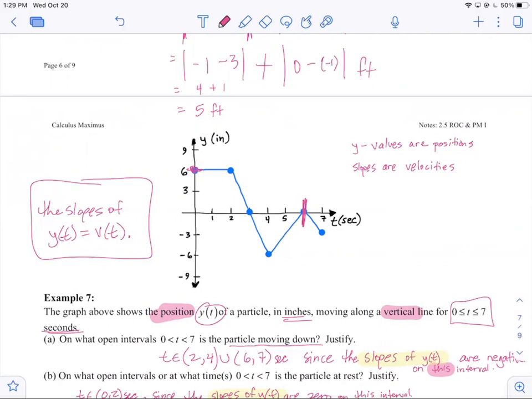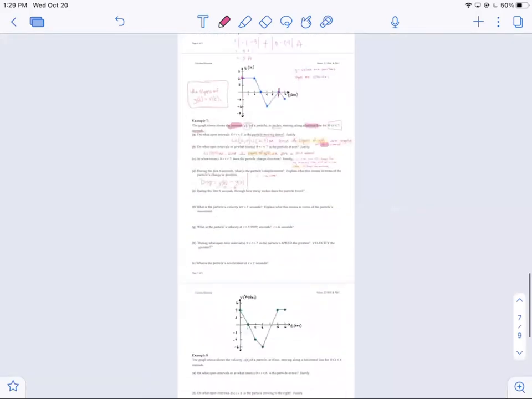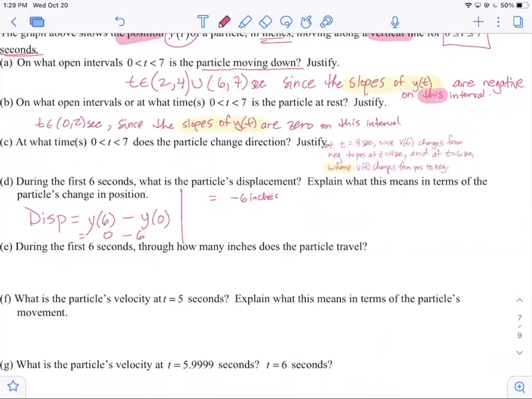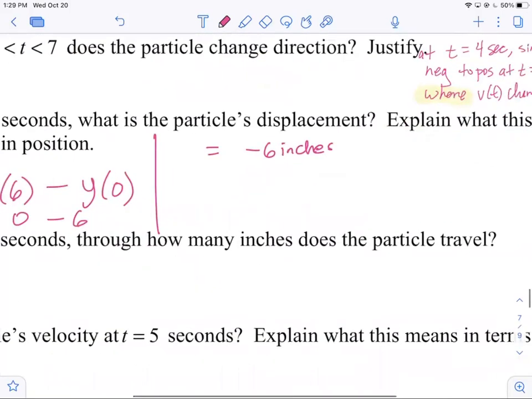Now that's not the total distance it traveled, did it? No, because it went down 6, and then it went down 6 more and came back up 6 more. So there's an additional 12 units of movement in there. But that's not what it asked here. It said displacement. Explain what this means in terms of its change in position.